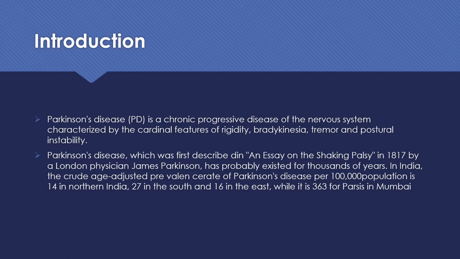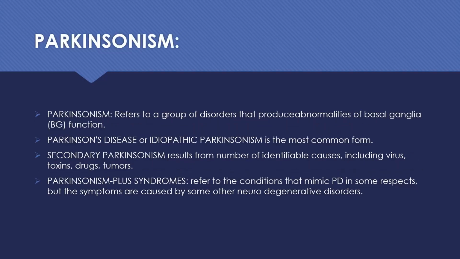In India, the crude age-adjusted prevalence rates of Parkinson's disease per 100,000 population is 14 in northern India, 27 in the south, and 16 in the east, while it is 363 for the Parsis in Mumbai.